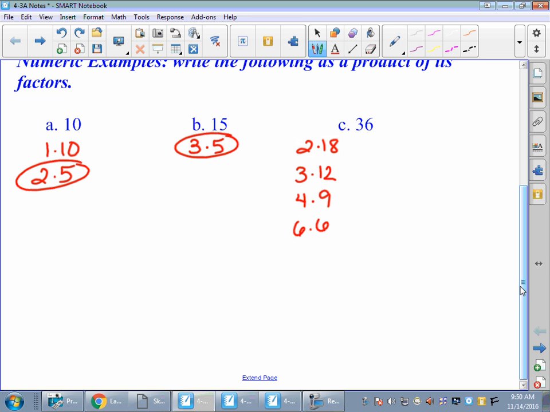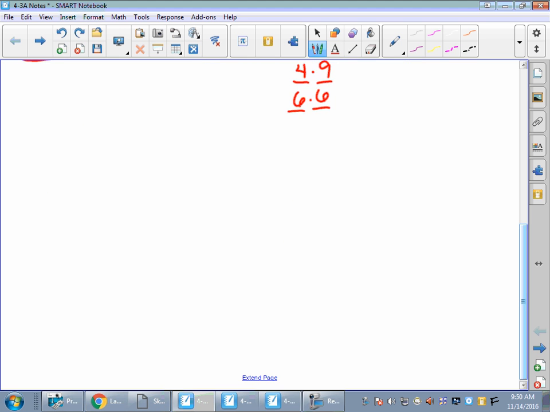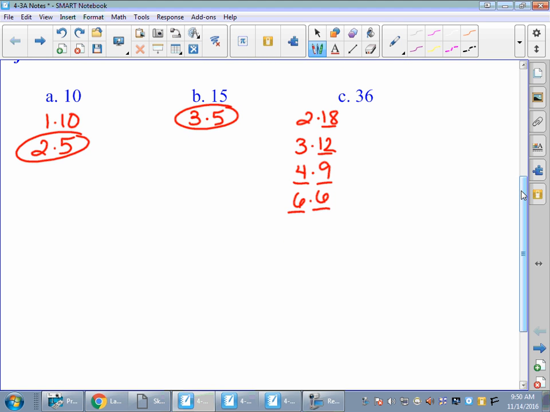Even though 2 is prime, 18 could be written as a product of its factors. Even though 3 is prime, 12 could be broken down more, 4 and 9 can both be broken down more, and 6 and 6 can be broken down more. And what I mean by broken down is that I could write 6 in terms of its factors. So I just want to show you a couple of ways we did this. We used to call them factor trees, and I think they were kind of fun when you were in middle school or in elementary.